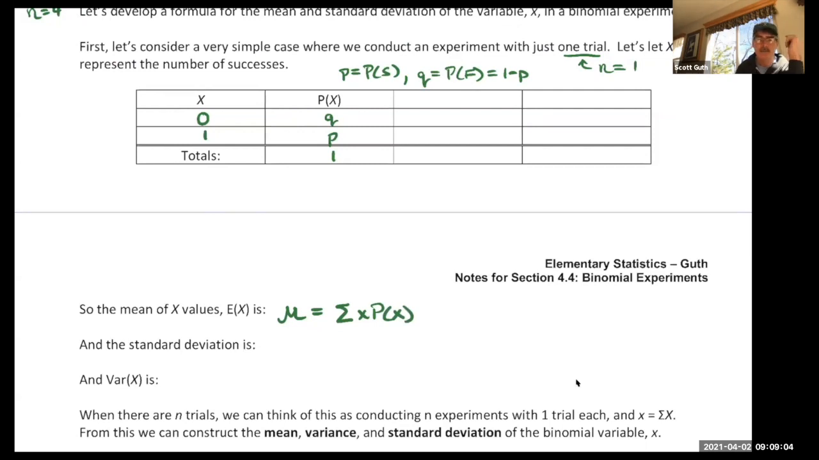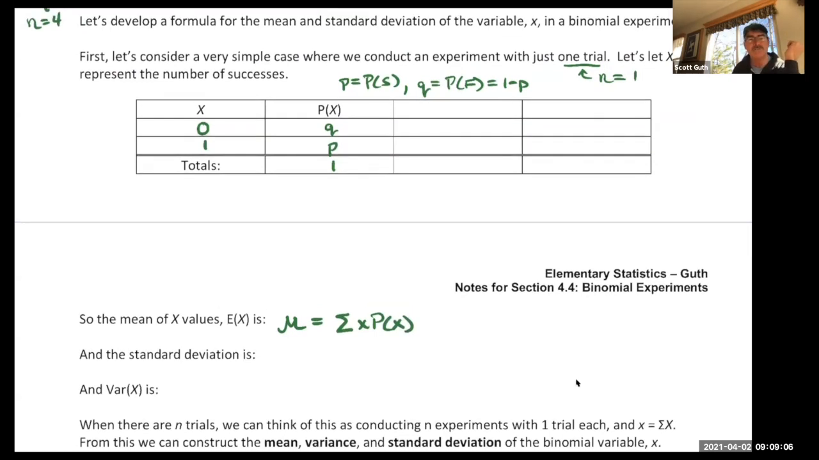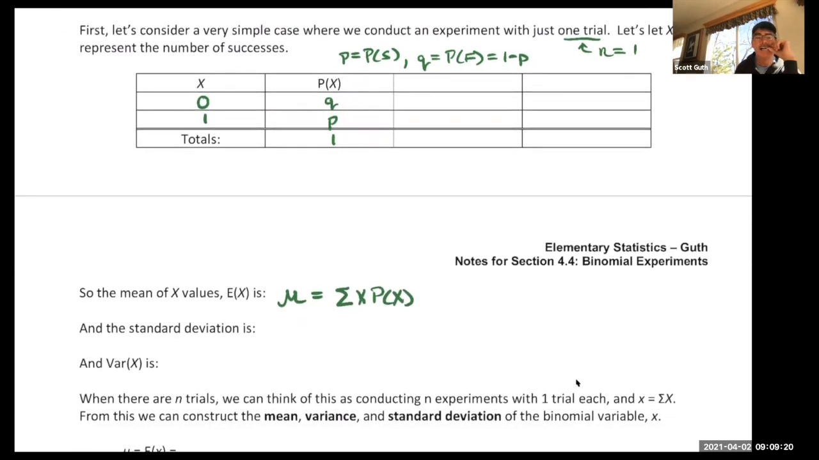Okay, so looks like I'm using a capital X for this very simplified version with 1 trial. So I'm going to change these x's to capital X just for right now. And so it says multiply x times P of x. So I better add that x times P of x. And then we would multiply that. So 0 times q is 0. And 1 times p is p. So those two guys add up to just p.